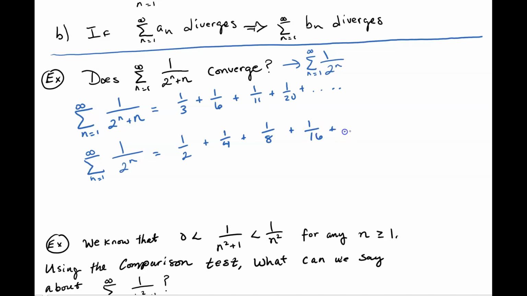Well, what can we say about this? If you think about it, 1 over 2 to the nth is actually bigger. So I'm going to make a note that this one right here is bigger. This is like your b sub n, and this one is your a sub n. So what can we say? If the larger of the two converges, then the smaller of the two converges.